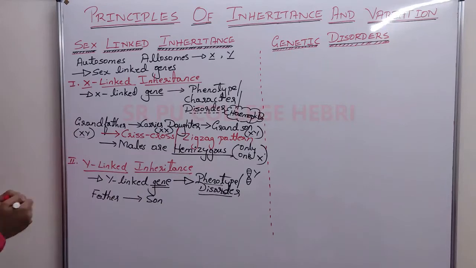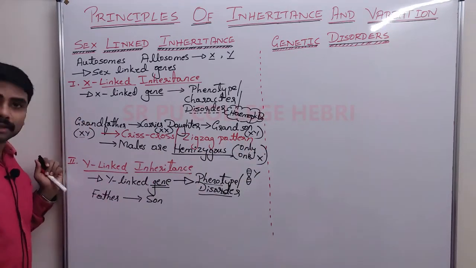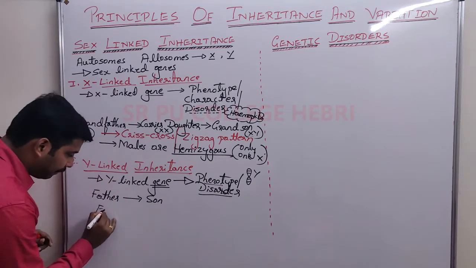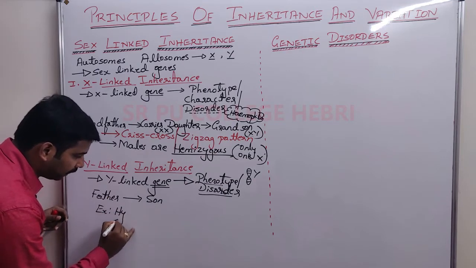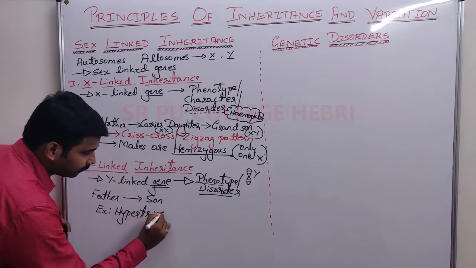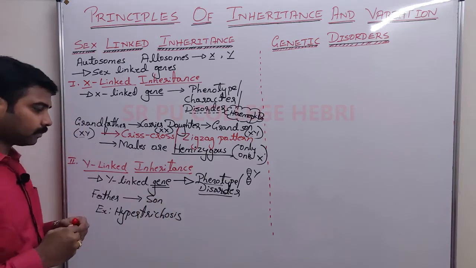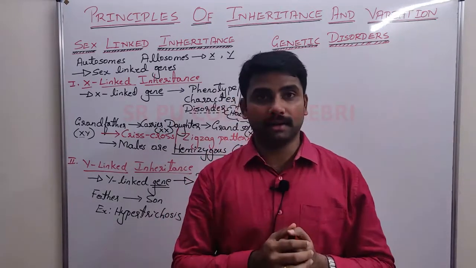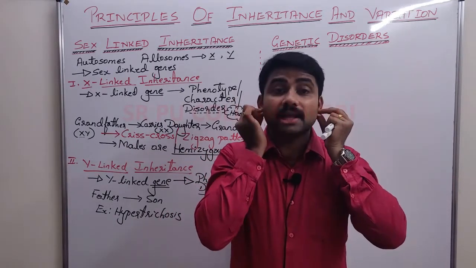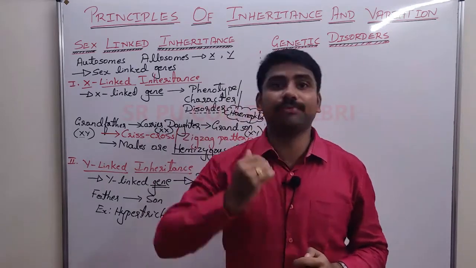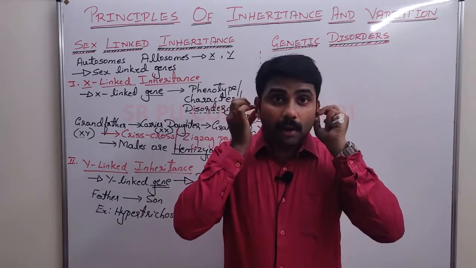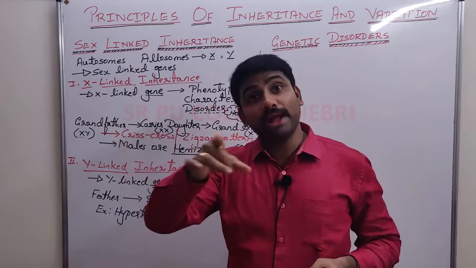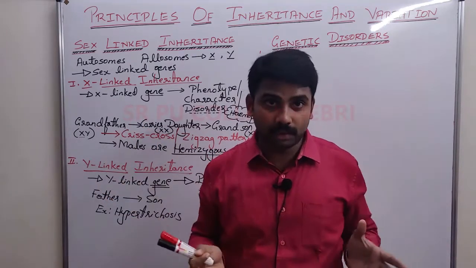One example for a Y-linked phenotype or Y-linked character, a normal character, it is not a disorder, is hypertrichosis. What is that? Hypertrichosis is the growth of hair on the ear pinna. Have you seen the growth of hair on the ear pinna? Have you ever seen that in any female? If hair is growing on the ear pinna of a female, what does that mean? It would mean she has a Y chromosome, which is another condition. Understood, children?